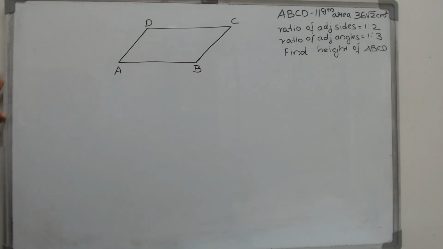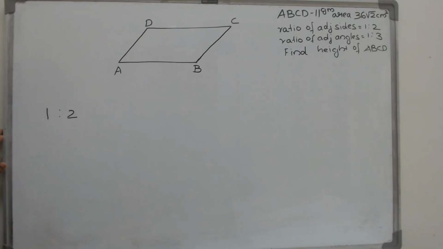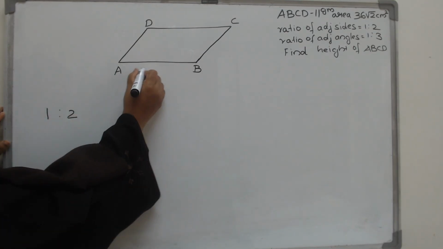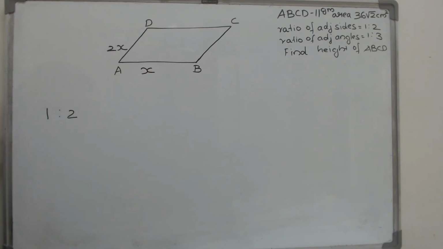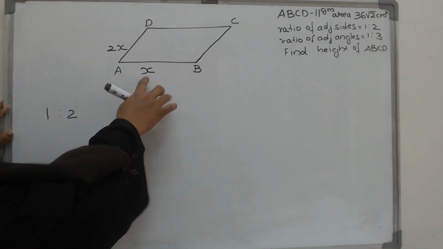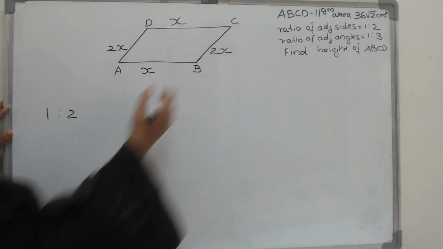Here we have a parallelogram ABCD. The ratio of the adjacent sides is 1:2, which means if this side is x, then the other adjacent side would be 2x. What about the other two sides? We know that in a parallelogram, opposite sides are equal, which means if this is x, this is also x, and here you have a 2x.